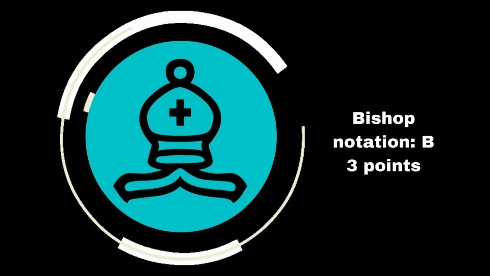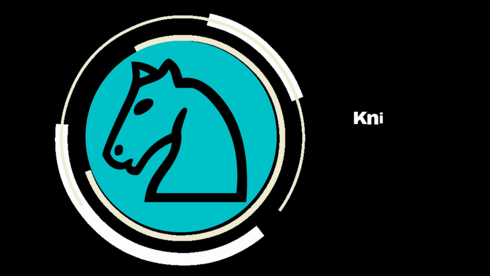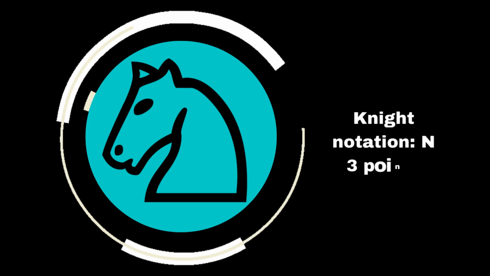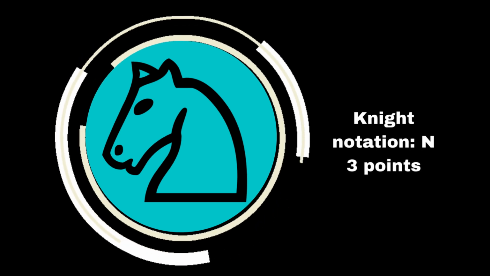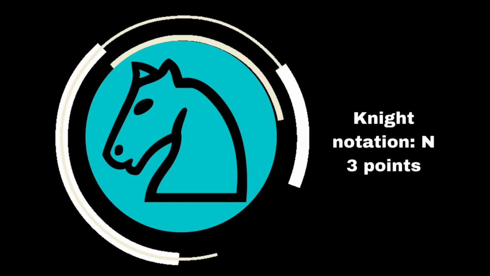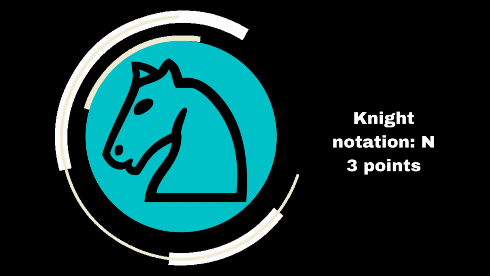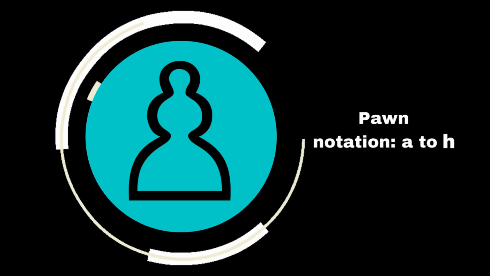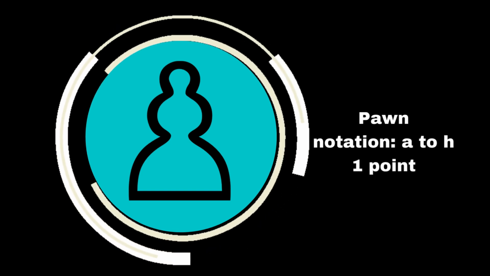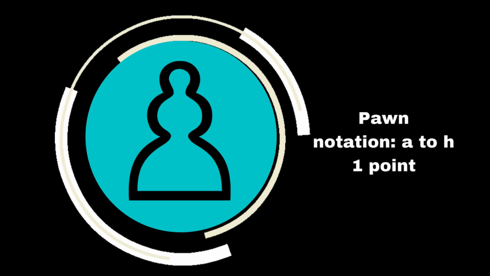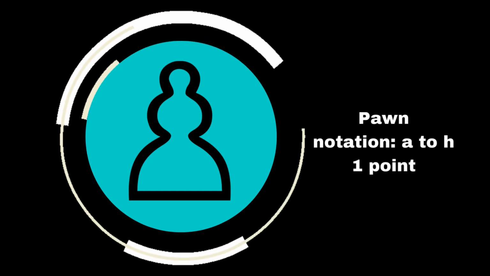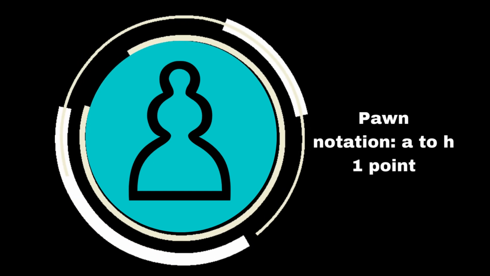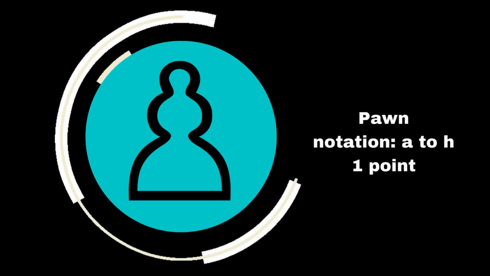The notation is B. The knight, a minor piece with movement on L-shaped pattern different from the other pieces as it can jump over any piece on the board, with a value of 3 points. The notation is N. The pawn, the lowest rank among the pieces and can only move in a forward direction and can never go back like the other pieces, with a value of 1 point. The notation is any from the letter A to H depending on its current location on the board.